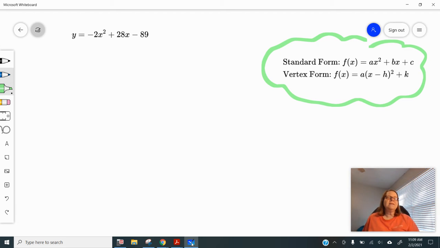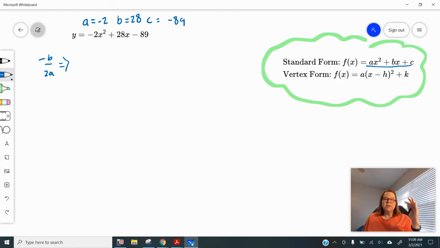So let's look at this. First things first, I need to know what my a, b, and c are so that I can convert it to the vertex form. So a is -2, b is 28, and c is -89. And that comes straight from this standard form over here. And so I need to use the formula -b over 2a. That's going to give me the vertex. And since I'm going to vertex form, having the vertex is going to give me my answer essentially.